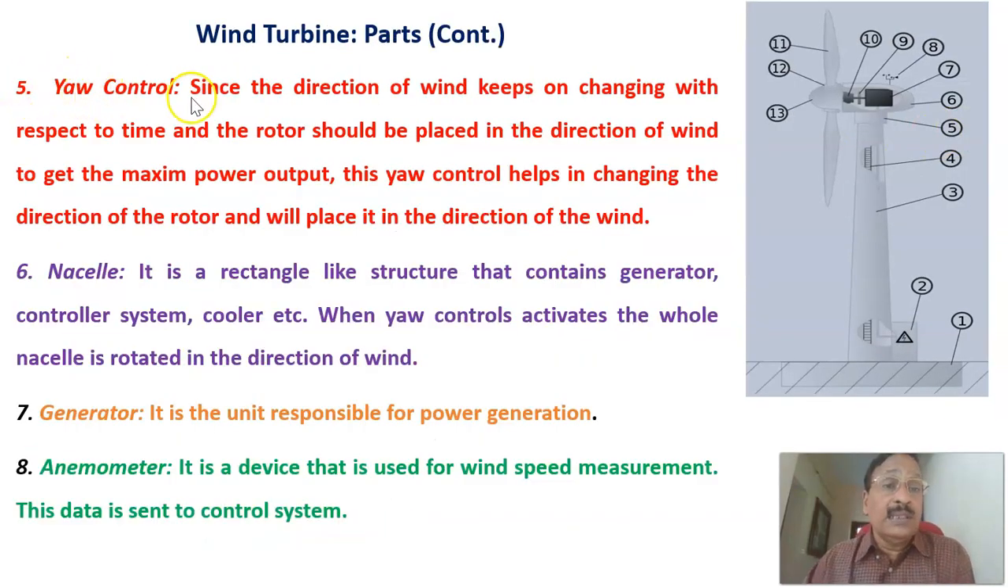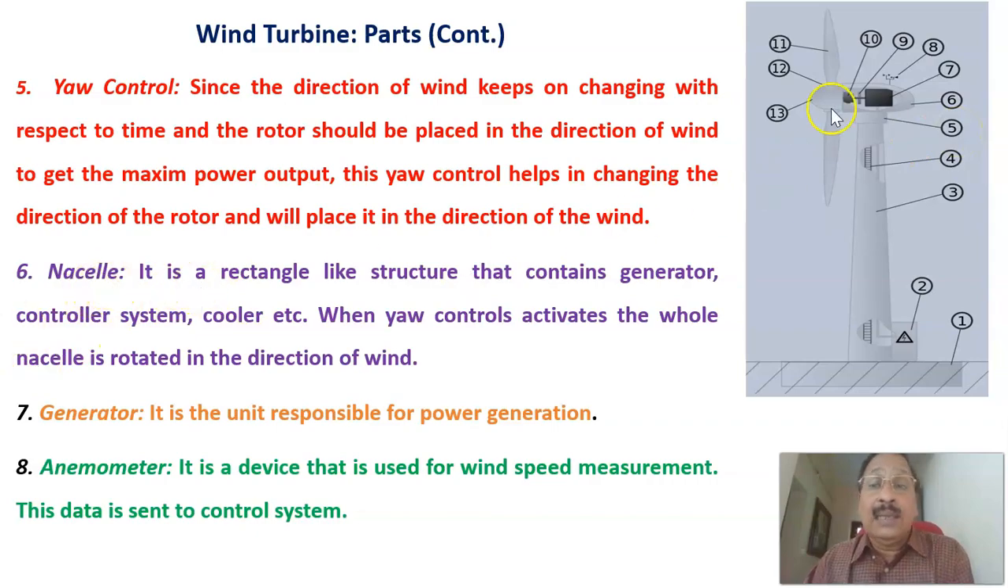Number 5, that is yaw control. Since the direction of the wind keeps on changing with respect to time, and the rotor should be placed in the direction of the wind to get maximum power output, this yaw control helps in changing the direction of the rotor and will place it in the direction of the wind. That is done by this yaw controller, number 5.